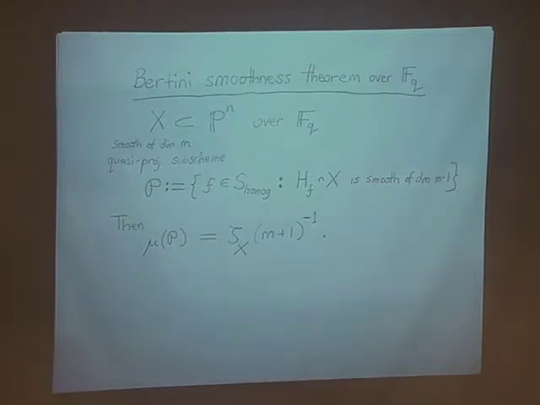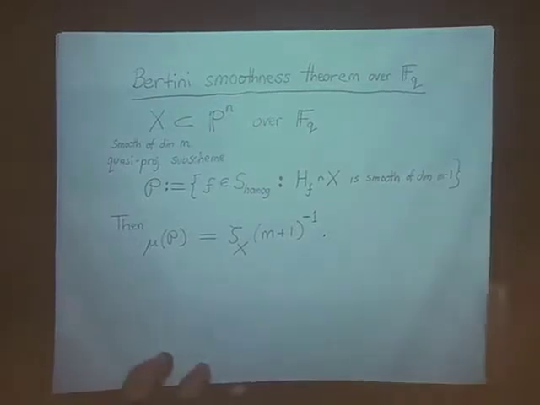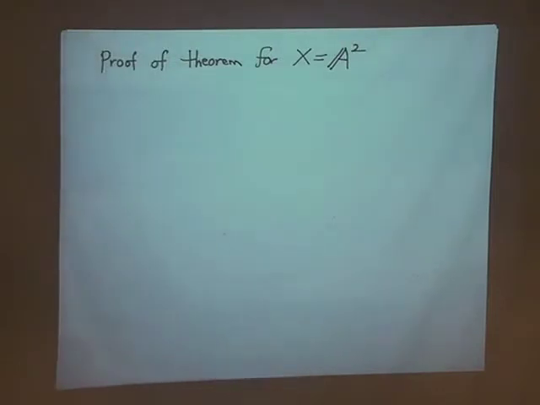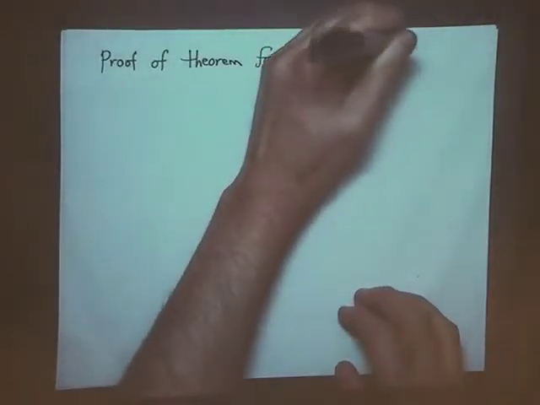Today I'm going to explain how you might prove something like this. The proof is going to follow the same broad outline as the proof of the statement about square-free integers. Actually, I'm not going to prove the whole thing, only a special case. But the special case contains all the key ideas of the whole theorem, so you're not going to be losing too much insight by restricting to this case. I'm going to do the case where X is just A2 sitting inside the ambient space P2.